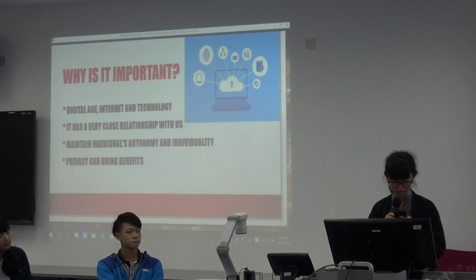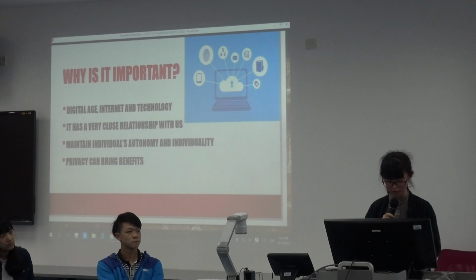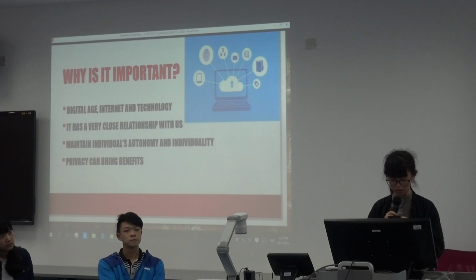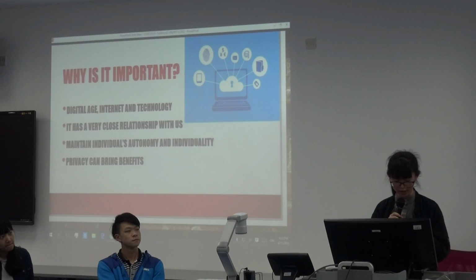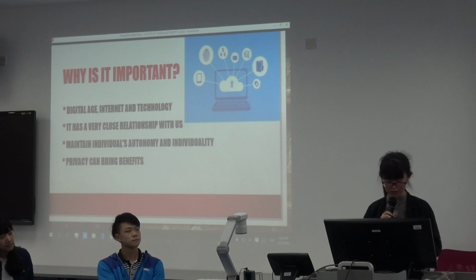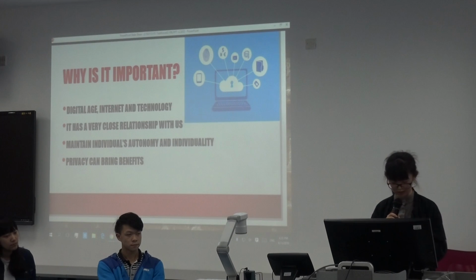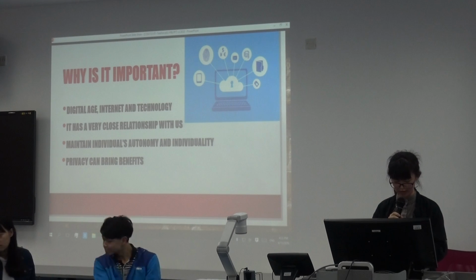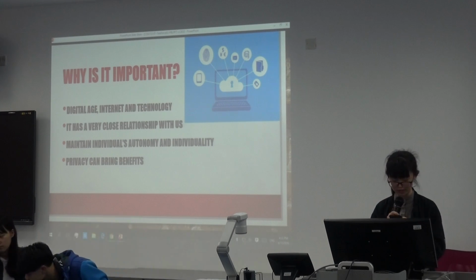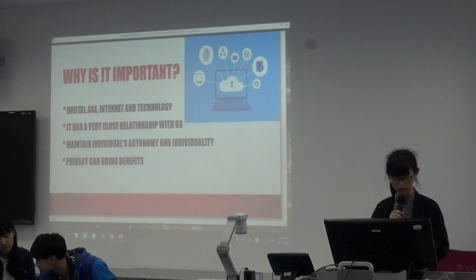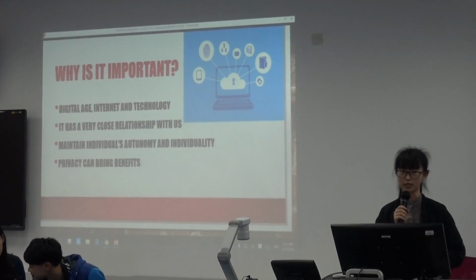So why is information privacy so important? Here are some reasons. Firstly, privacy can help individuals maintain their autonomy and individuality, and it is also about respecting individuals. The second reason is privacy can bring us some benefits. For example, it can help to keep freedom of thought and social and political activities. The most important thing is that personal data affect nearly everything in one's life. So we must have awareness to protect our privacy.